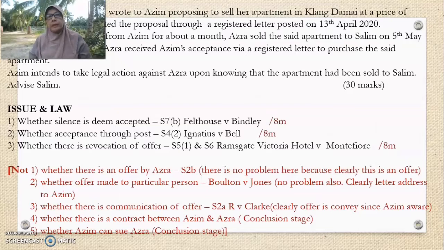On the 10th of April 2020, Azra wrote to Azim proposing to sell her apartment in Kelang Damai at a price of 230,000 ringgit. Azim accepted the proposal through a registered letter posted on 13th of April 2020. Since there was no reply from Azim for about a month, Azra sold the said apartment to Salim on 5th of May 2020. On 6th of May 2020, Azra received Azim's acceptance via a registered letter to purchase the said apartment. Azim intends to take legal action against Azra for knowing that the apartment had been sold to Salim. Advise Salim. These questions carry 30 marks.